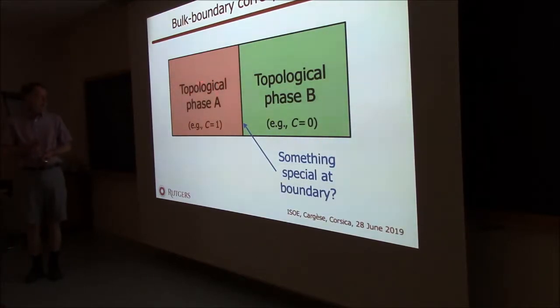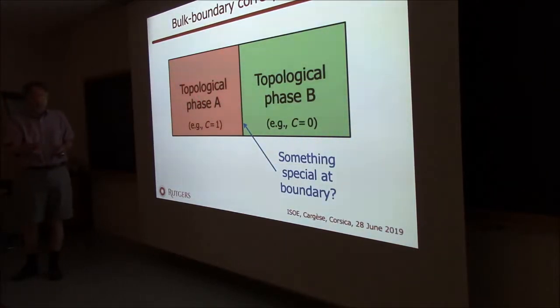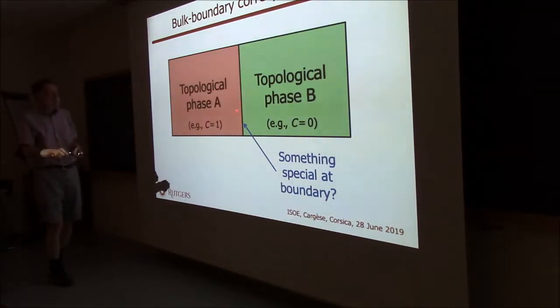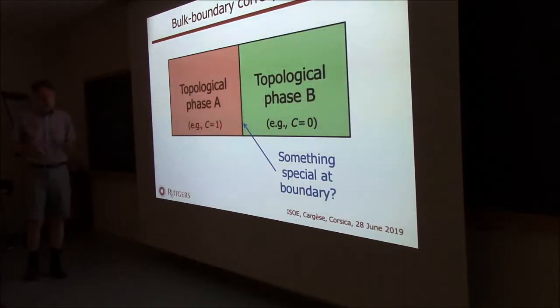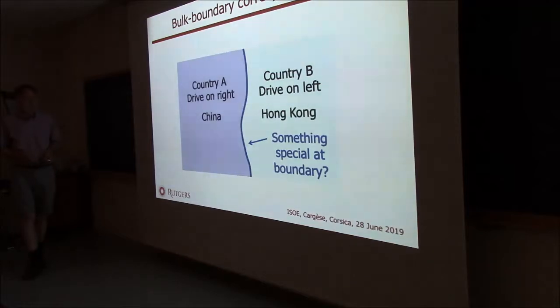Since we have a general notion that if we imagine continuously changing the Hamiltonian from here to here, the gap closes at some point, you might expect some funny thing happening like a gap closing, which means like a metallic state at the interface. So the general notion is that if you have two topological phases that are different, something funny has to happen at the boundary. I like to use this example.